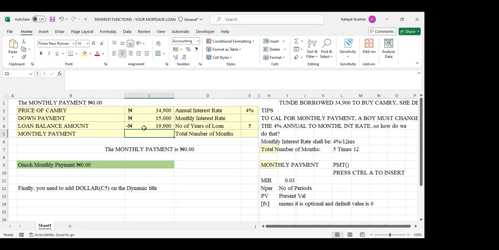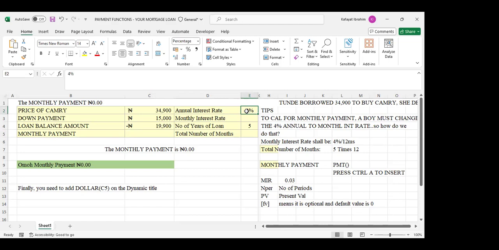Now we have the annual interest rates for Mr. Tunde, which is 4%. Now, how do we get the monthly interest rate, guys? I want a response. Annual is 4%. How do we get the monthly interest rate, assuming he wants to be paying monthly?